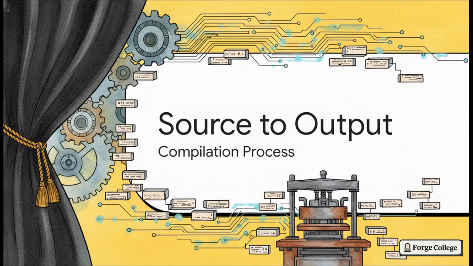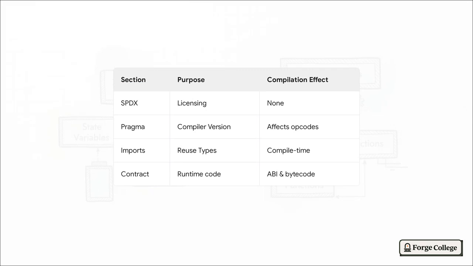Section 5. From source to output. Compilation process. Let's pull back the curtain a little bit here and analyze how our beautifully written blueprint actually gets physically manufactured by the Solidity compiler. Let's walk through this minimalistic reference table. It maps out exactly what happens when you hit compile. Your SPDX and pragma, well, that's metadata. It configures the tools and shapes the rules, but it has literally zero effect on the final bytecode.